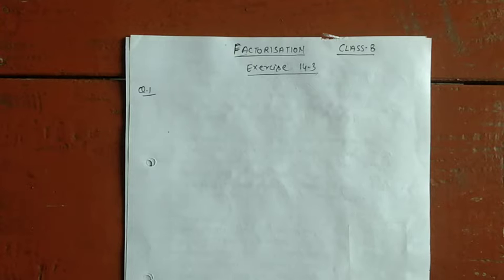Hello students, today we will discuss our exercise, that is exercise 14.3 from the chapter factorization of 8th class. In exercise 14.3 the questions are related to the division of monomial by monomial, and polynomial by monomial or binomial. In the previous video we have discussed how we have to divide monomial by monomial and monomial by binomial.